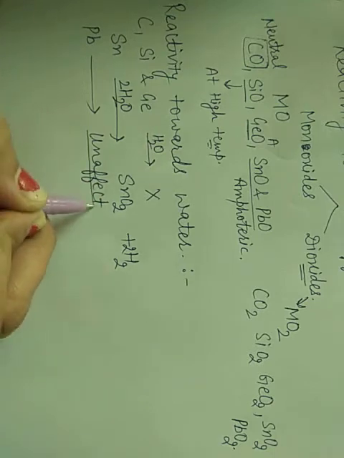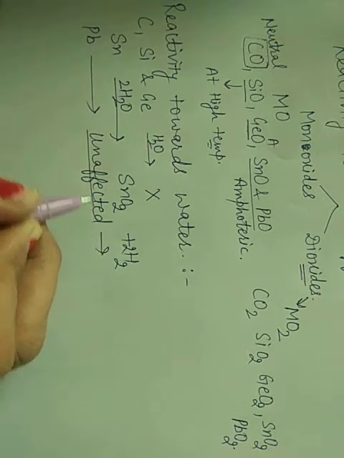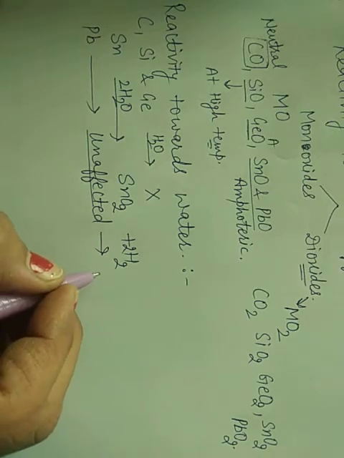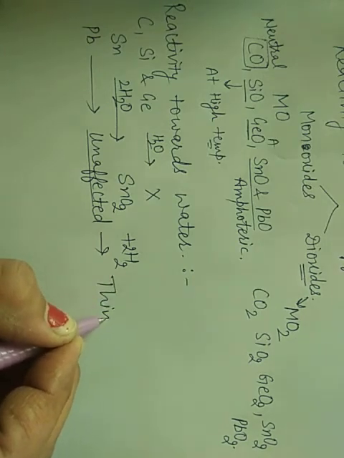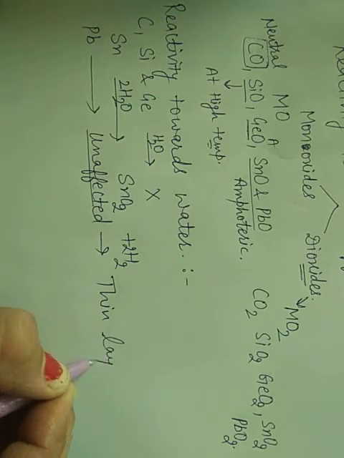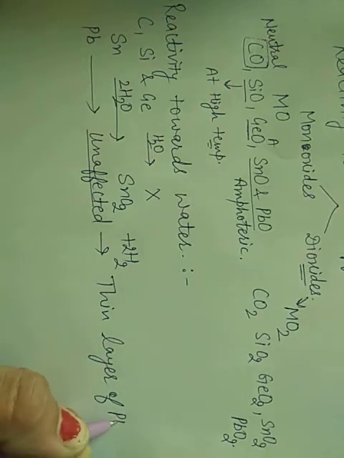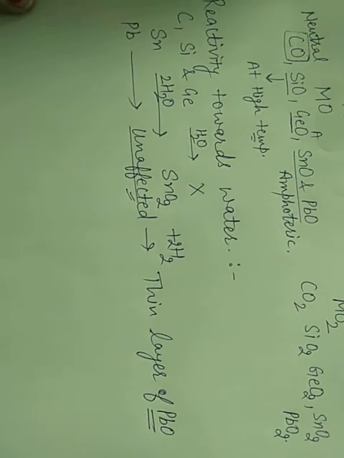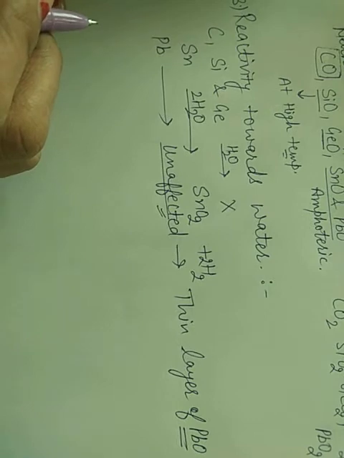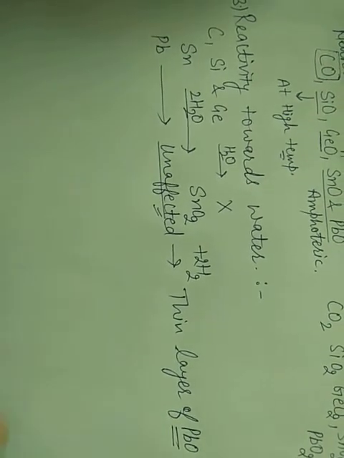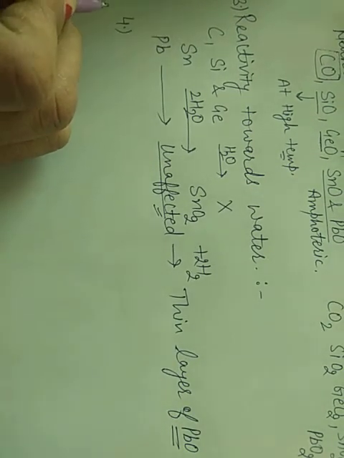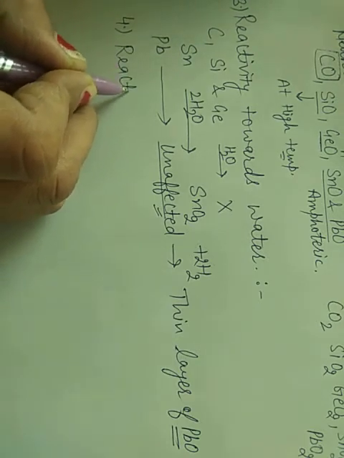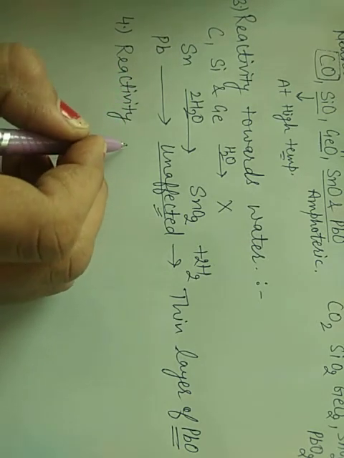What is the reason behind this? Because it forms a protective thin layer of lead oxide over the surface. Okay, so it remains unaffected by the water. Now the next is property number 4, that is reactivity towards halogens.